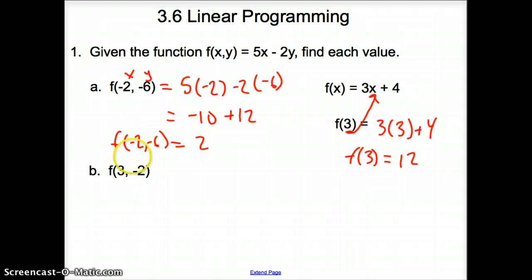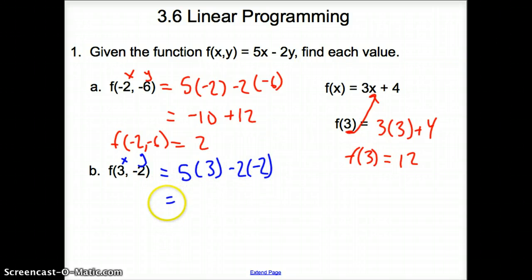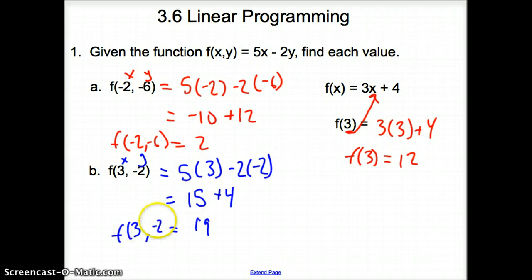And one more time, same thing down here. We have f of 3 and negative 2. Again, we have an x and a y, so I'm going to plug this x in for that x and this y in for this y. So f of 3 and negative 2 equals 5 times 3 minus 2 times a negative 2. Again, I'm going to show my work. 5 times 3 is 15. Negative 2 times negative 2 is a positive 4. 15 plus 4 is 19. And to be mathematically correct, I guess I should say f of 3, negative 2 equals 19.